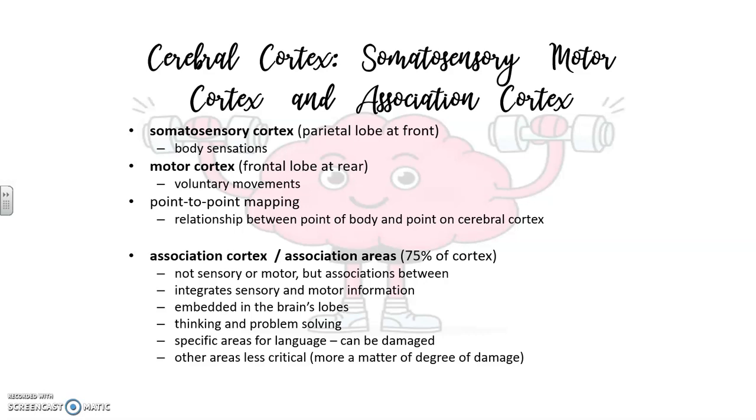Again, it deals with voluntary movements, point-to-point mapping, the relationship of where your body is in relation to what's being triggered on your cerebral cortex. We then have association areas, and these are areas of the cerebral cortex that are not quite involved in primary motor or sensory functions, but they help with learning, remembering, thinking, speaking, problem solving, language, which could all be damaged.